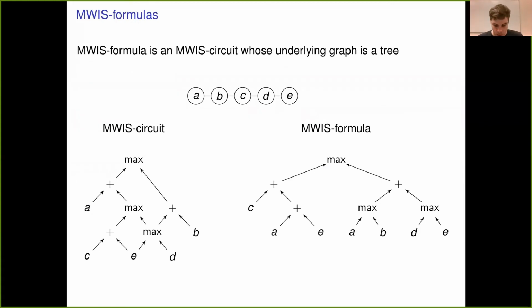Okay, and then for term 3, which is the final term I will present here, we consider MWS formulas. So basically, an MWS formula is an MWS circuit that is a formula, whose underlying graph is a tree. For an MWS circuit, we can have a cycle here, but for an MWS formula, the circuit looks like a tree. Okay.